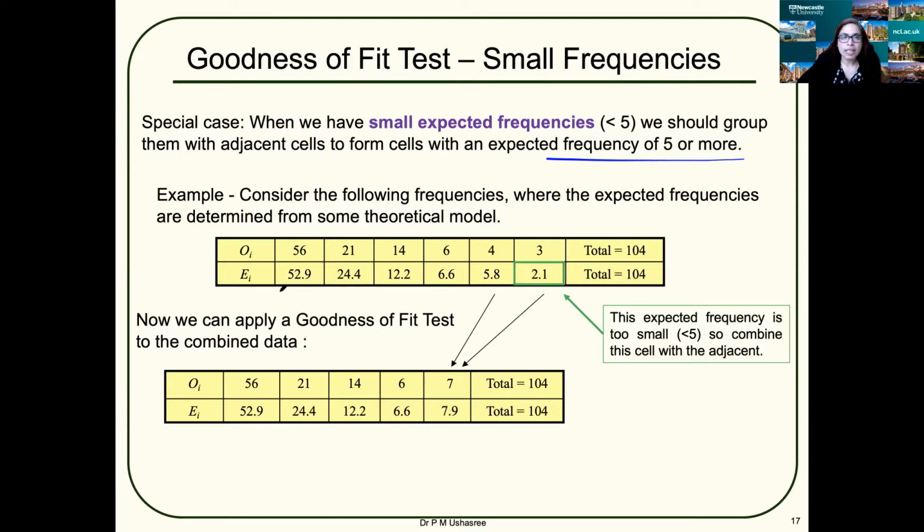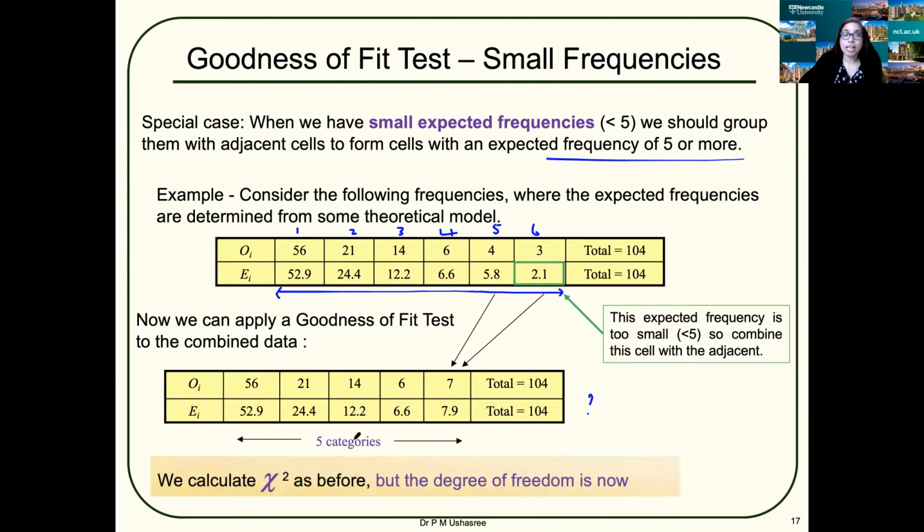So now you see how many categories are there here? 1, 2, 3, 4, 5, 6. There are 6 categories, but how many categories are here? Good. 5 categories, 1 less than the previous one. Why? Because you clubbed these 2 together. So we calculate chi-square as before, but the degrees of freedom is now 4, 1 less than the previous one. Good.